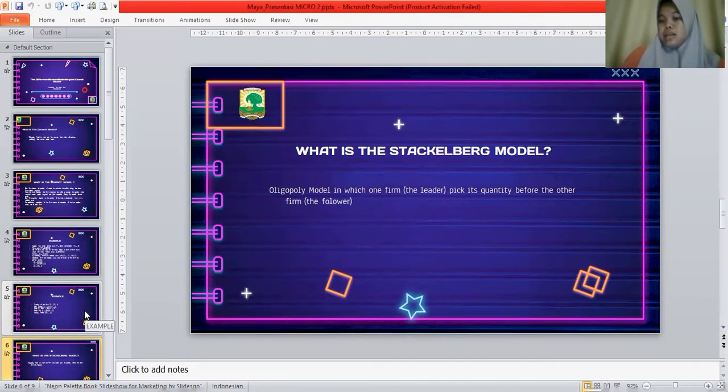What is the Stackelberg model? We know that the Stackelberg model is an oligopoly model in which one firm, the leader, picks its quantity before the other firm, the follower.